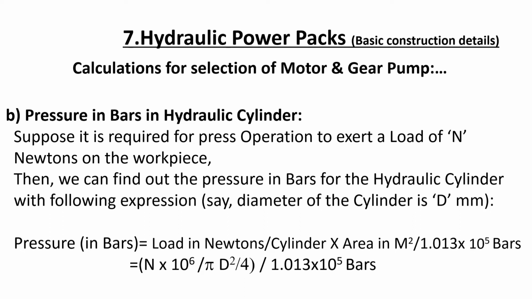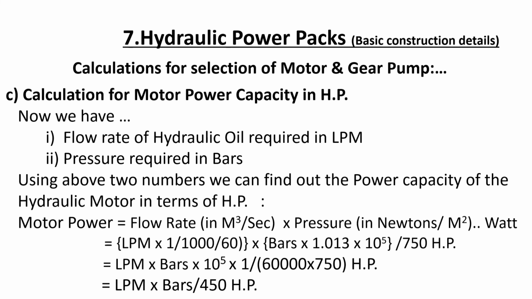Suppose it is required for a press operation to exert a load of N newtons on a workpiece. Then we can find out the pressure in bars for the hydraulic cylinder with the following expression. Say the diameter of the cylinder again is d mm. The pressure we require the hydraulic cylinder to operate at is the load in newtons divided by the cylinder cross-sectional area, and that will be in bars if you divide by the bar factor. So you'll have the required pressure in bars like this.